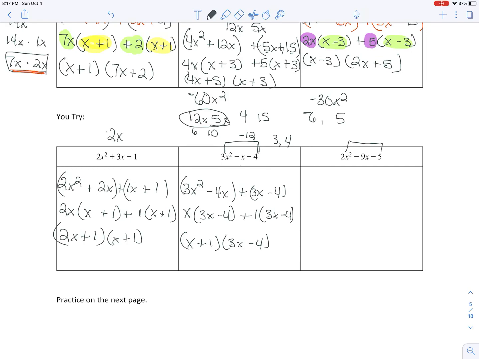The last one, I'm going to multiply these two together. I get negative 10. What can I multiply to get negative 10 and add to get negative 9? 10 and 1, with the 10 being negative. So it is 2x squared minus 10x minus 1x minus 5. I factor by grouping. The GCF here is 2x. I'm left with x minus 5. Remember, because the negative is the leading term, I'm going to factor out a negative 1, and that's going to leave me with x plus 5.